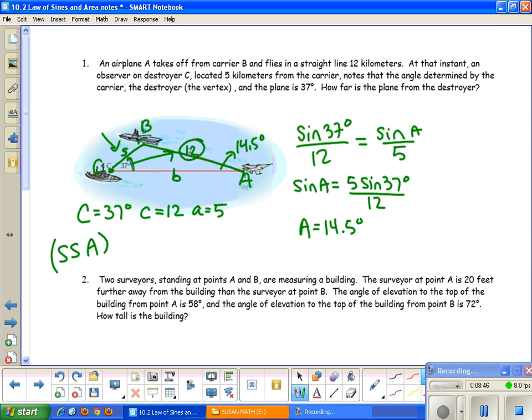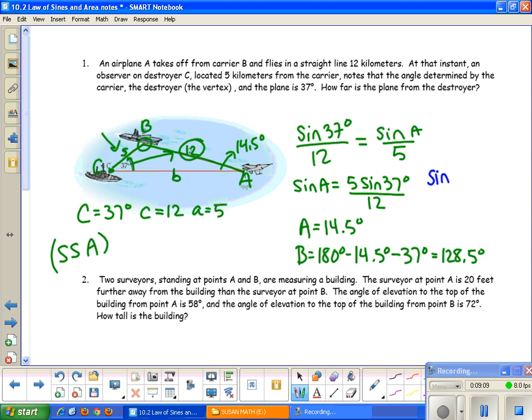So if I know A is 14.5 degrees, then I can figure out what angle B is by using the triangle sum theorem. So B is equal to 180 degrees minus 14.5 degrees minus 37 degrees, which is 128.5 degrees.